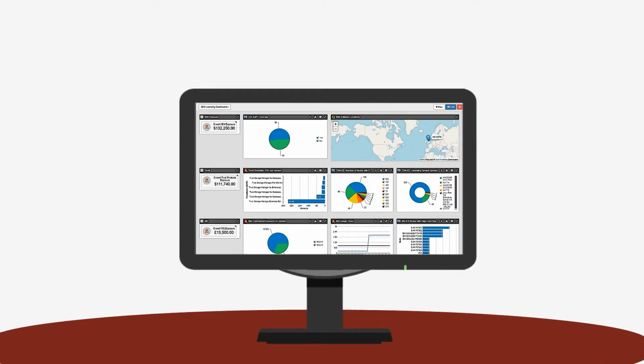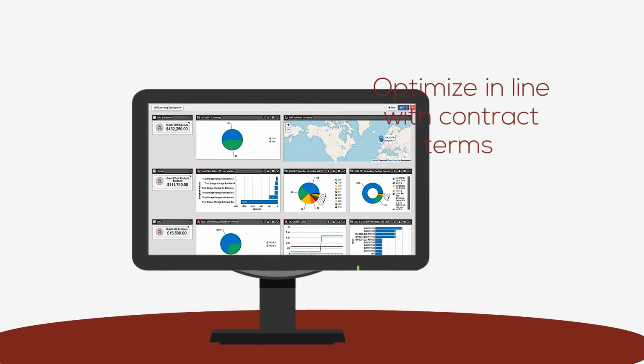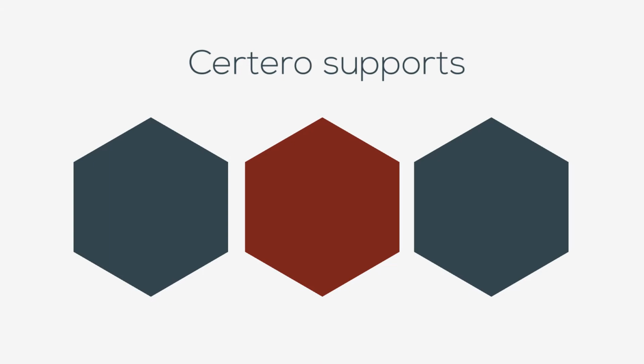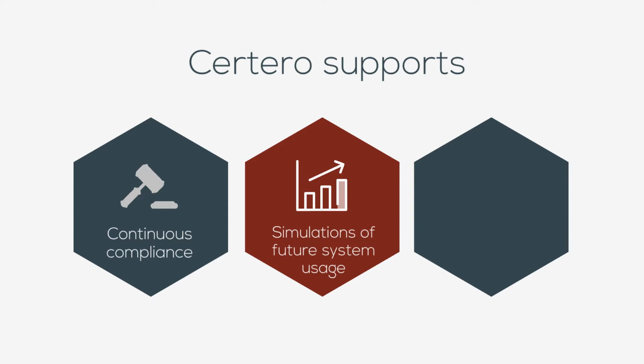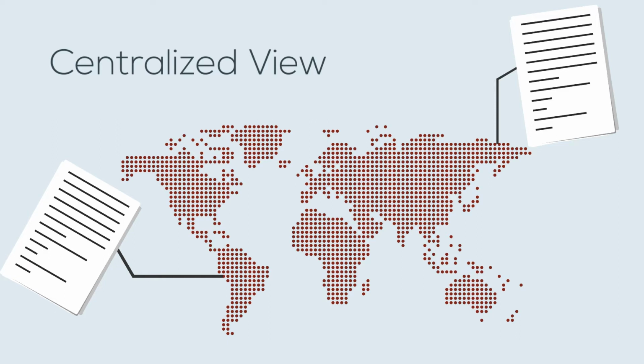Certero for SAP applications removes the complexity and simplifies the management of package licenses through a personalized dashboard, with all the information and charts required to make informed business decisions. Optimization will always be in line with contract terms, while informing the customer of opportunities for more favourable terms at their next contract negotiation. Certero supports continuous compliance, simulations of future system usage, and automates the easy identification and allocation of alternative or cheaper license types where relevant. Company X now has a real-time, consolidated and centralized view of their entire license estate.